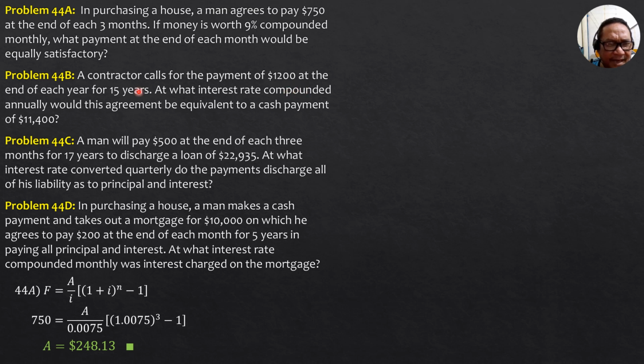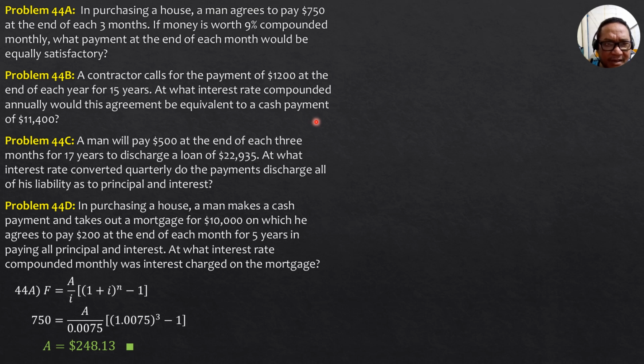For the next problem, a contractor calls for the payment of $1,200 at the end of each year for 15 years. At what interest rate compounded annually would this agreement be equivalent to a cash payment of $11,400? So given the cash payment, the present worth of the yearly equal payments of 1,200 pesos for 15 years.